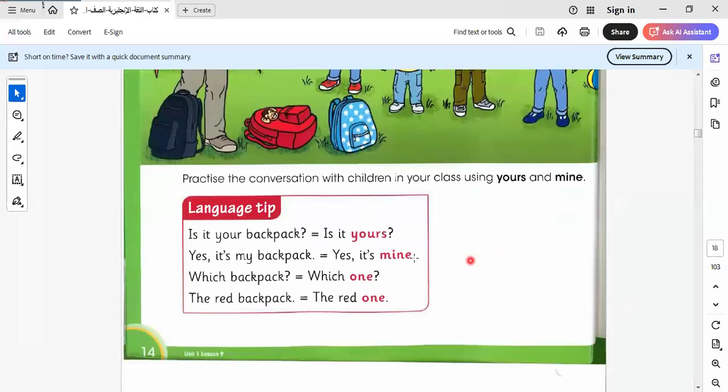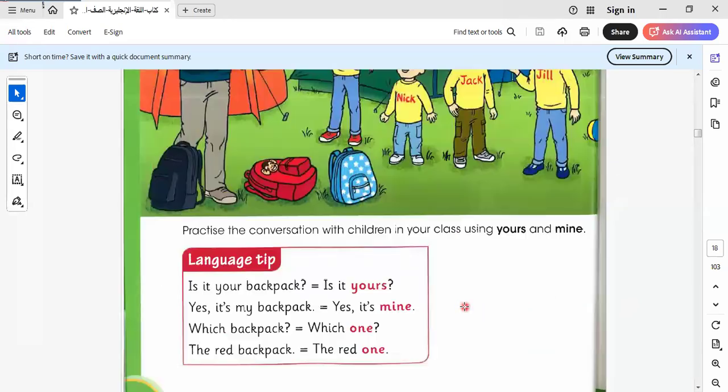Let's go to more examples about the possessive pronouns before I give you the brief in the booklet. Here we say, is it your bag? Yes, it's my bag. Or is it yours? Replying with, yes, it's mine. Which bag? Which one? The red one.